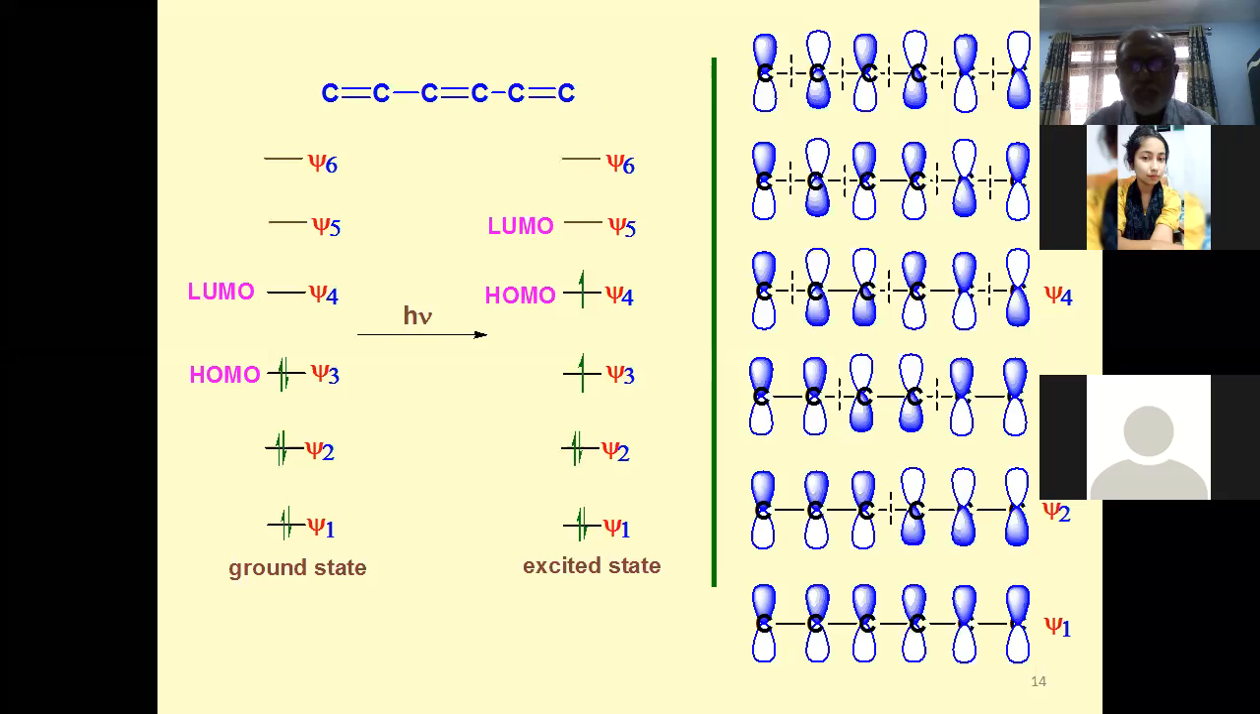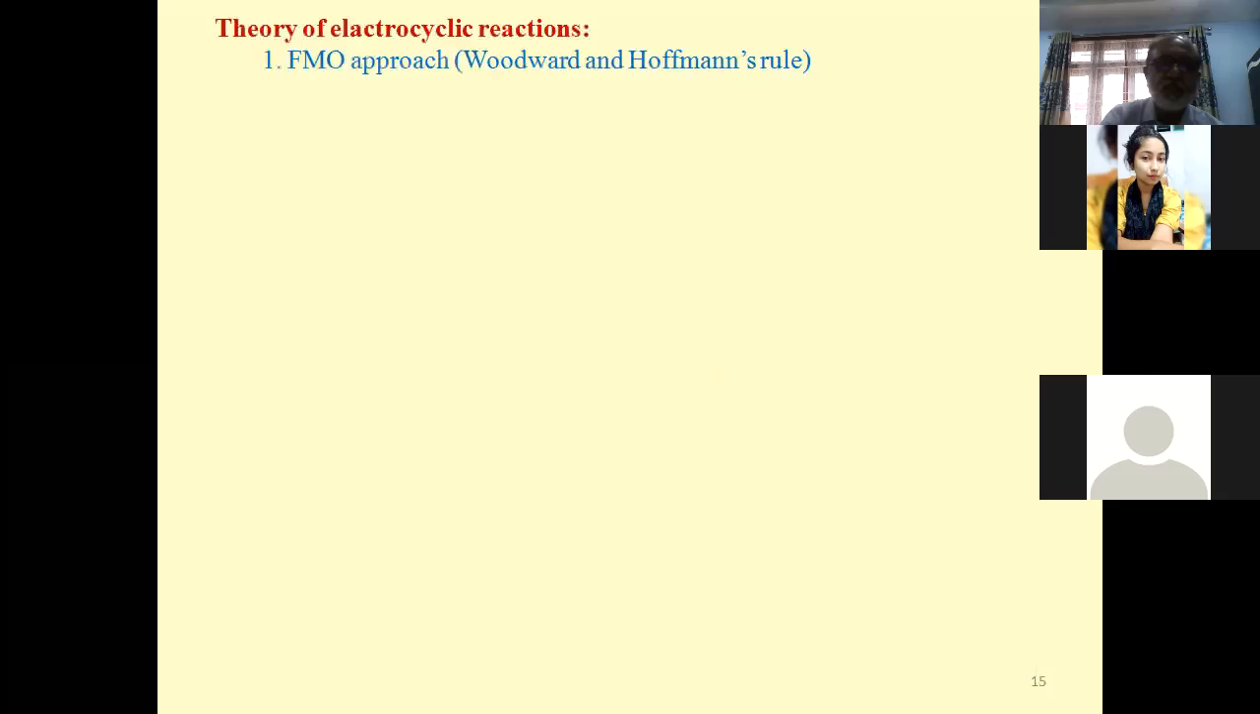Let us go to the next part. Now, the actual pericyclic reaction, the theory of pericyclic reaction. The first one we are talking about is electrocyclic reaction, the theory of electrocyclic reaction. It is the FMO theory, the frontier molecular orbital approach. Frontier molecular orbital. What is the meaning of frontier? English meaning.